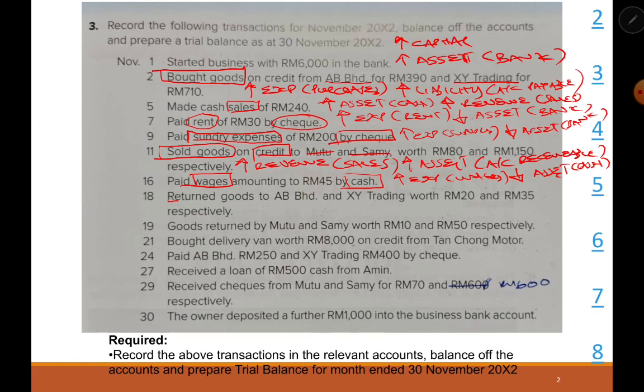Okay, on 18th of November, return goods to. Return goods to means that we return the goods to the supplier. Supplier here is account payable, AB Berhad and XY Trading. So the effect will be, first on 2nd of November we purchased goods, increase in expenses, increase in liability. When we return the goods, the transaction will be reversed. So decrease in expenses and decrease in liability. Decrease in expenses here is return outward. Liability here is the accounts payable itself. So liability decrease, we debit liability. Okay, we will debit liability.